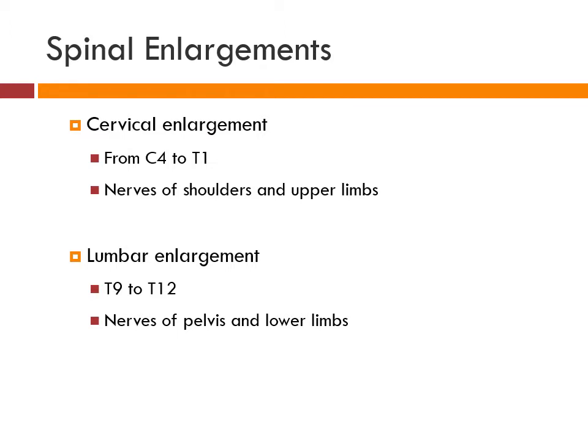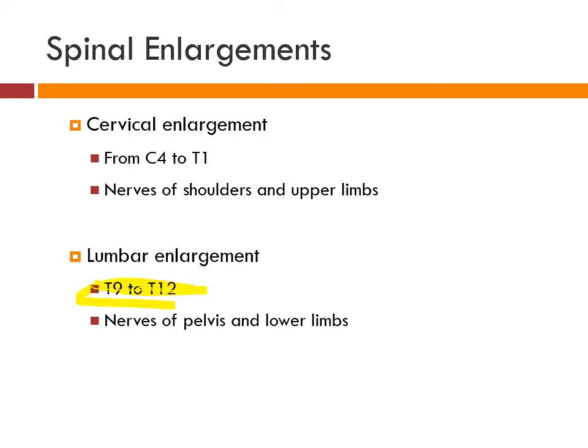The cervical enlargement spans from the level of C4 down to T1, so that's at the base of your neck. And the nerves that exit from between C4 and T1 are going to supply your shoulders and your upper extremities. The lumbar enlargement is from T9 to T12, and nerves exiting that region are going to supply your pelvis and your lower extremities. And do notice that the lumbar enlargement is in the thoracic region. So T9 to T12 is your lumbar enlargement.